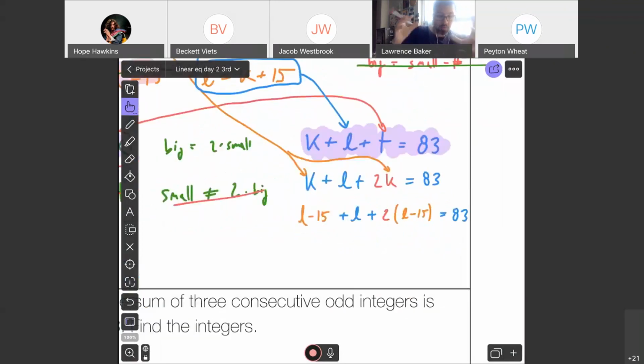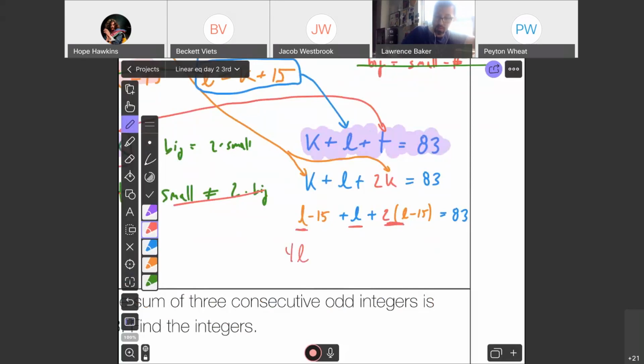So at that point you have a bunch of L's and some 15s, so I need to combine like terms. I have 1 L, 2 L's, and then 4 L's here. 1, 2, 3, 4. So 4L. And then I've got some constants. I have negative 15, and then this would be negative 30, right? So negative 15 and negative 30 would give me negative 45.